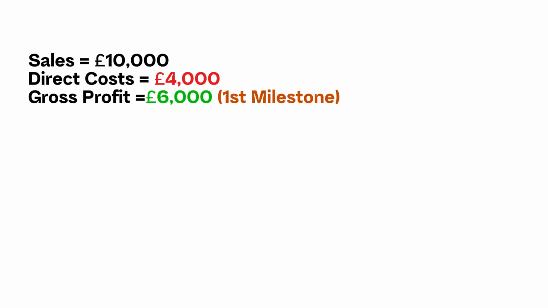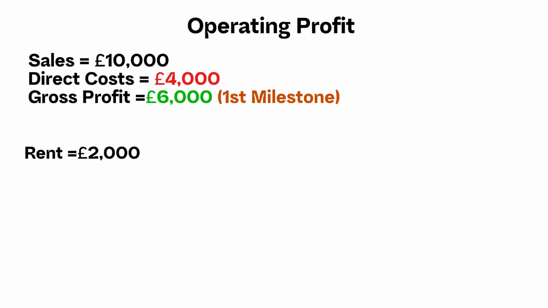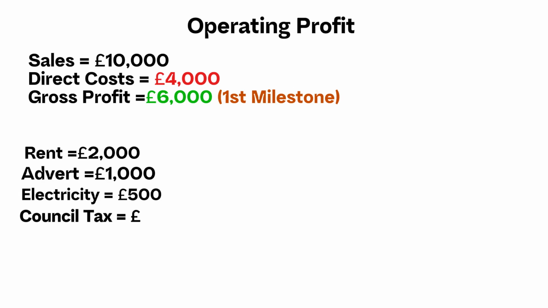So for example, back to the bakery. On top of the £4,000 that was your direct cost, say you also paid £2,000 for rent, you paid £1,000 for advertisement, £500 for electricity, and say £300 for council tax.